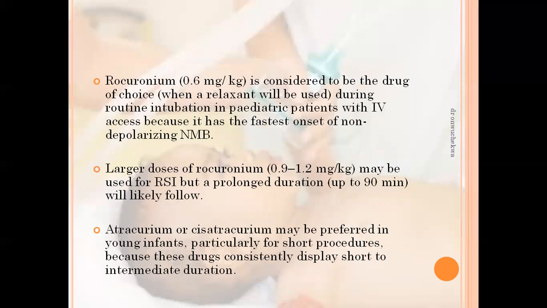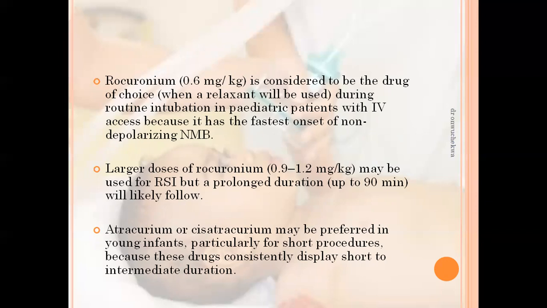Rocuronium is considered to be the drug of choice when a relaxant is needed during a routine intubation in the pediatric patient with IV access. This is because of its fast onset of action when compared to other non-depolarizing neuromuscular blockers. Higher doses may be needed for faster onset of action, 0.9 to 1.2 milligram per kg. But the downside is that the duration of action is then prolonged, even up to 90 minutes.